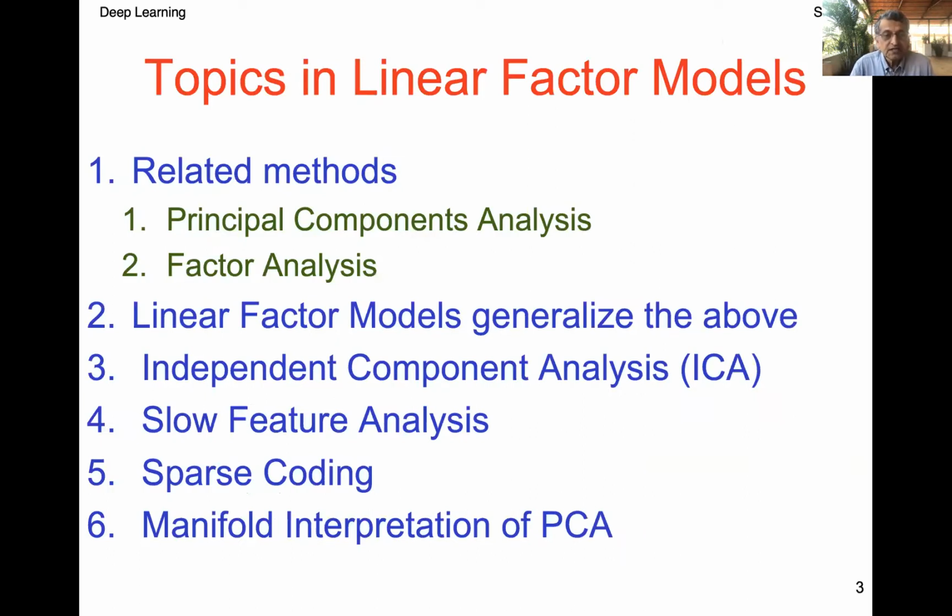So the topics we're going to look at here are principal components analysis, factor analysis, and then into these deep learning methods of linear factor models. And we say those are generalizations of principal components analysis and factor analysis. And there are so many other variants of linear factor models that people have used in the deep learning community. One of these is called independent component analysis. This is to take complicated signals that are mixtures of lots of things and separate them out.